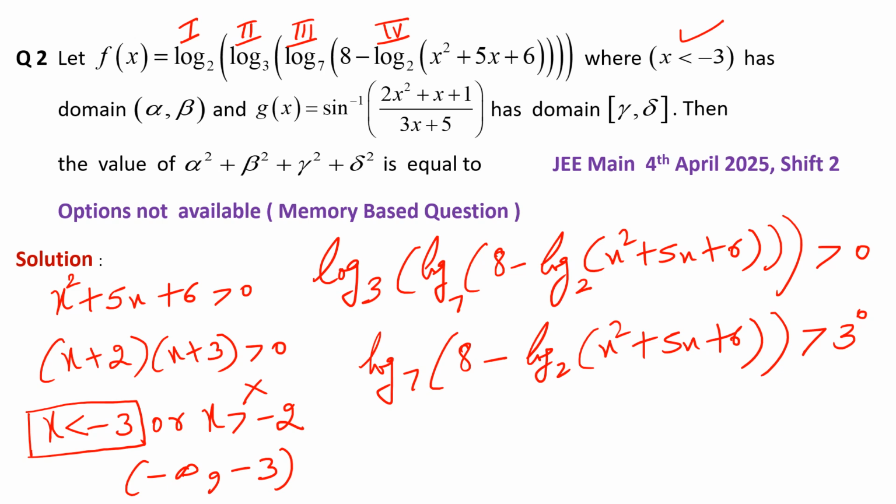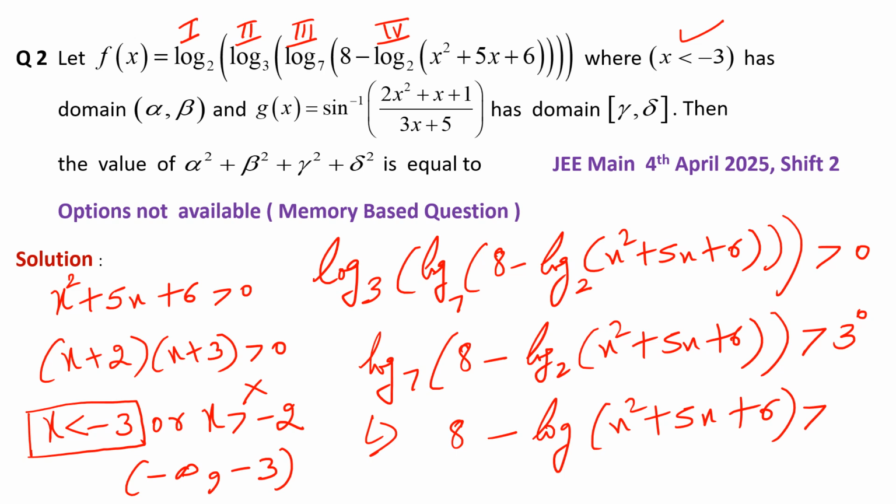Fine. Now in the next step I can write 8 minus log of x square plus 5x plus 6 greater than 7 to the power 1, which is just 7. Now 7 is also positive. So that means the input of third logarithmic function has also become positive. Now students, we will solve it further. It becomes log of x square plus 5x plus 6 to the base 2 less than 1.